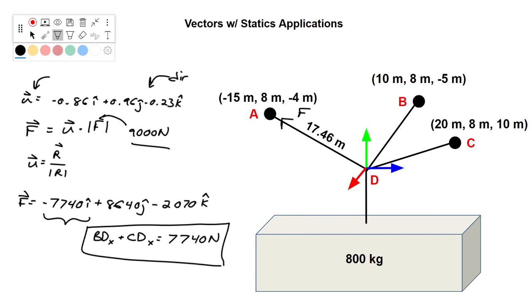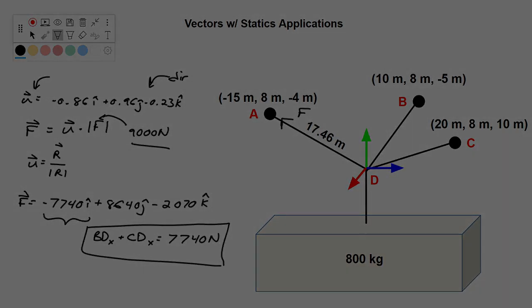So just a nice relationship that we can get between the length and the force that's being transmitted along that cable length using our vector definition, its magnitude, and its direction.